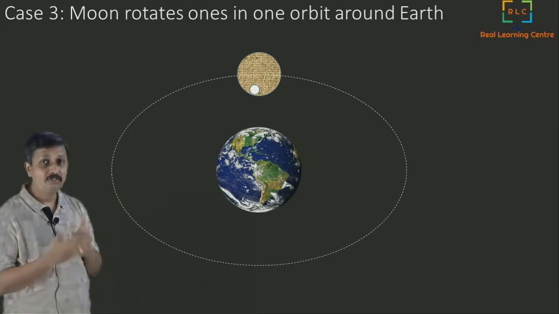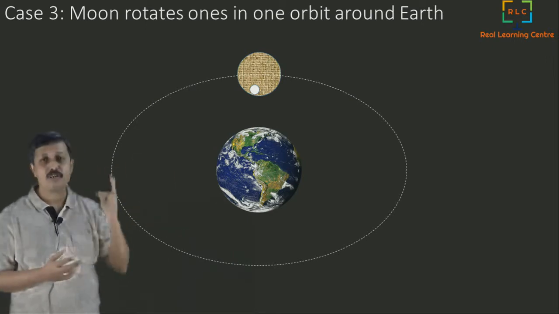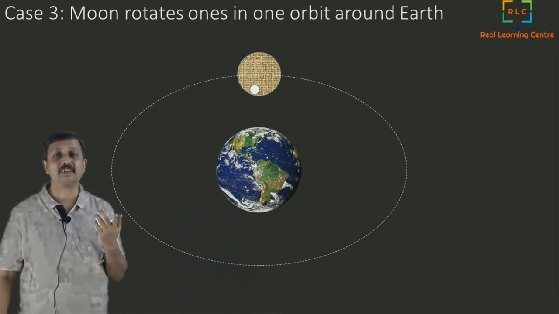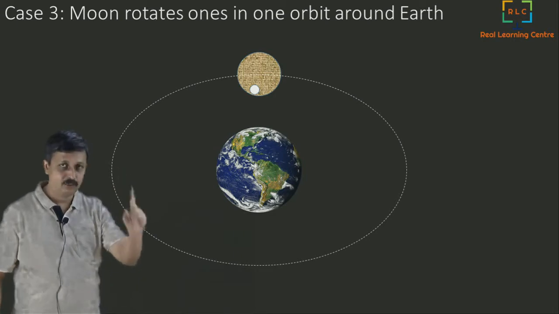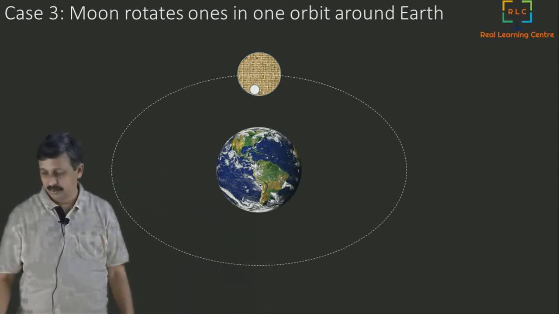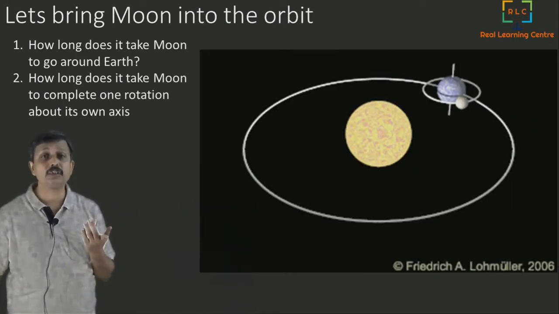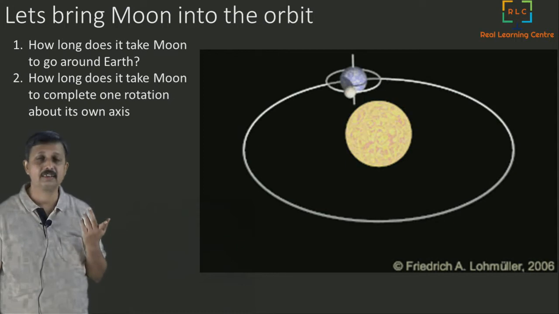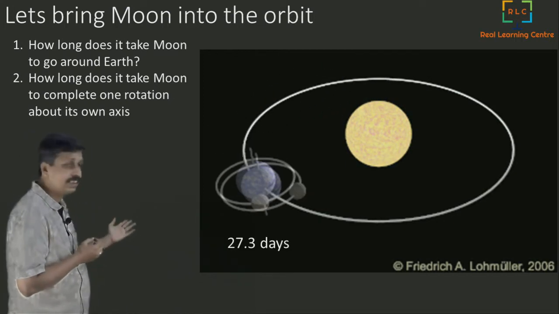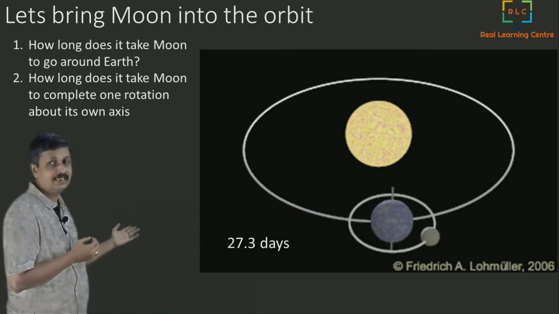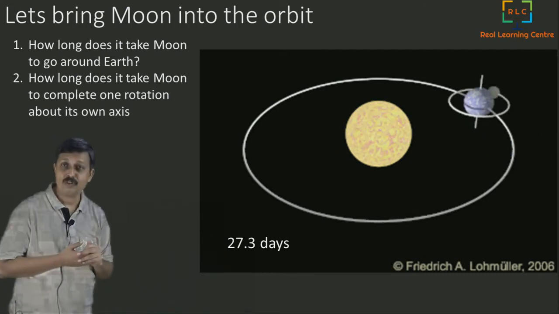So what is our theory now? Our theory is, by the time it takes one round around the Earth, it also completes one round around its own axis. So the Moon definitely goes around its own axis, but only once during its entire journey around the Earth. How long does it take the Moon to go around its own axis and to go around the Earth? The answer is 27.3 days. That is the time it takes to go around the Earth, and at the same time that is the time it takes to go around itself.